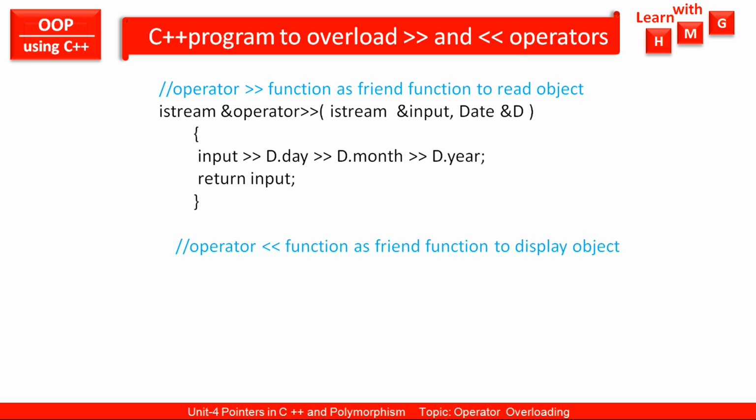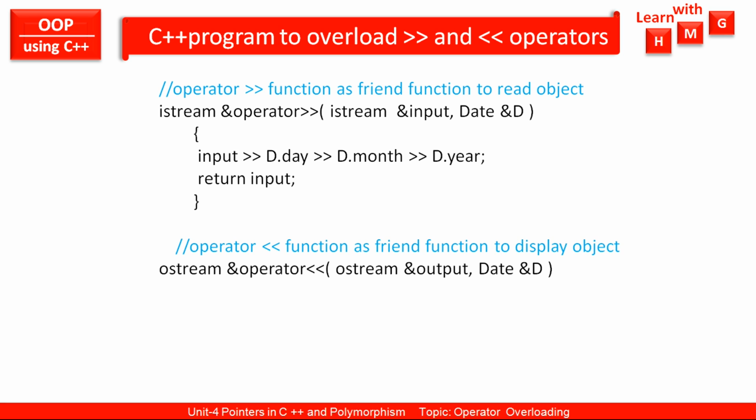Let us define the second operator function, that is the operator insertion function. It is also defined as a friend function to display the object. Here the operator insertion symbol is the name of the operator function. This function also accepts two objects. The first object is the output object, the second object is the d object. Both objects are passed by reference. The output object is of the type ostream class and d is the object of the type date class.